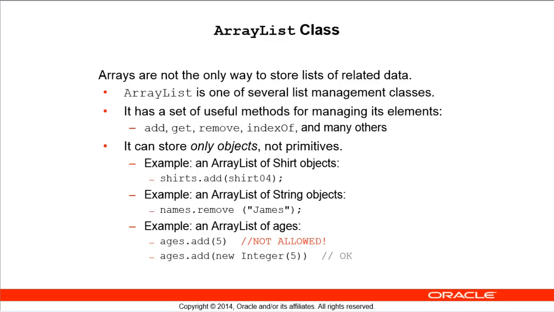If you need to store a list of primitives, use an array or store the primitive values in their corresponding object type. You can see some examples here. There's an ArrayList of shirt objects using shirts.add, an ArrayList of string objects using names.remove, and an ArrayList of ages. Note that the first ages example is illegal because remember you can't use primitives, so you'd use the object new Integer as indicated in the second example.